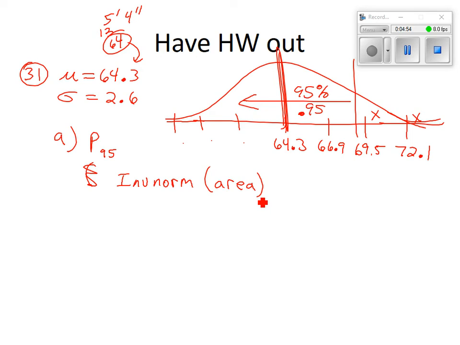So let's try that and see what we come up with. So grab your calculator. You've got to hit second, the bars, right? Second bars, go down to inverse norm. Put in, what's our area this time? 0.95. I need the mean and... You do? No. That's the x value.